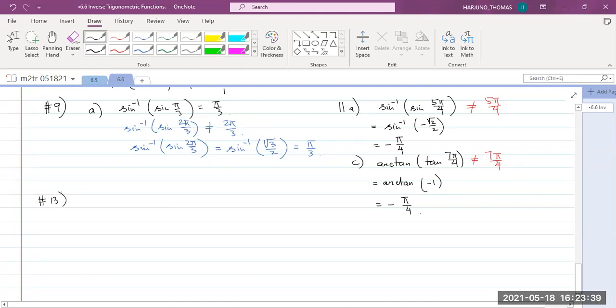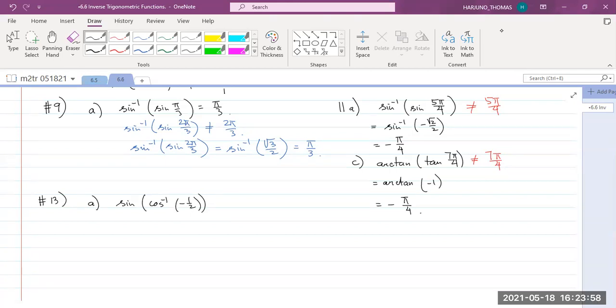Number 13, part A. What is sine of cosine inverse of negative 1/2? Can I use negative pi over 4 with unit circle? What do you mean by can I use? The answer is negative pi over 4. You can, if you can understand that better using another method, go ahead.